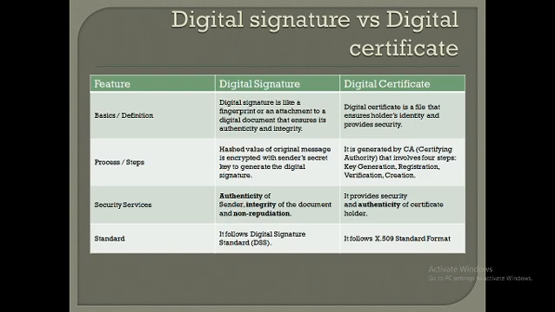So the hashed value of the original message is encrypted with the sender's secret key to generate the digital signature, whereas the digital certificate is provided by the certifying authority, and that involves 4 steps: key generation, registration, verification and creation. The security services, authenticity of the sender, integrity of the document and non-repudiation, can be verified using the digital signature, while the security and authenticity of the certificate holder, whether the certificate holder is an authenticated user and whether the data communication is secure or not, can be verified using the digital certificate.